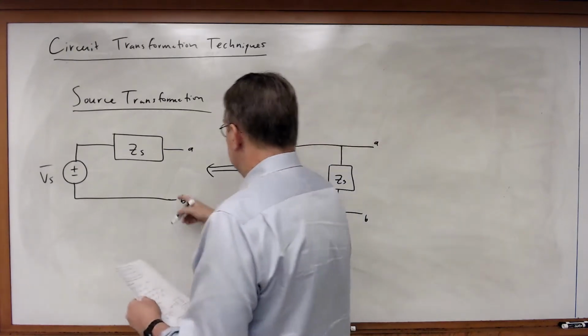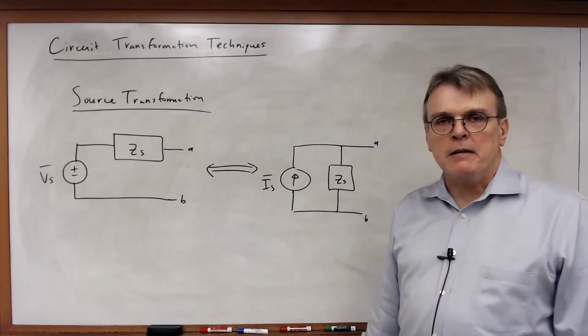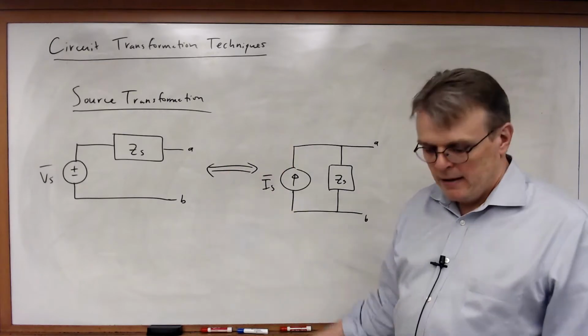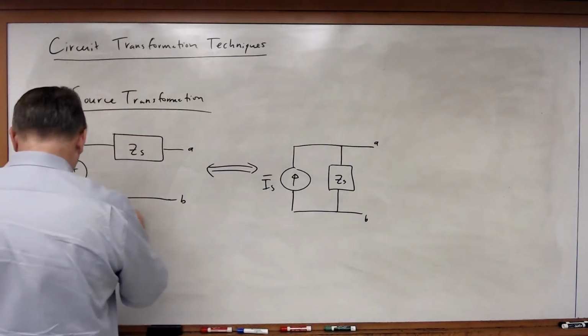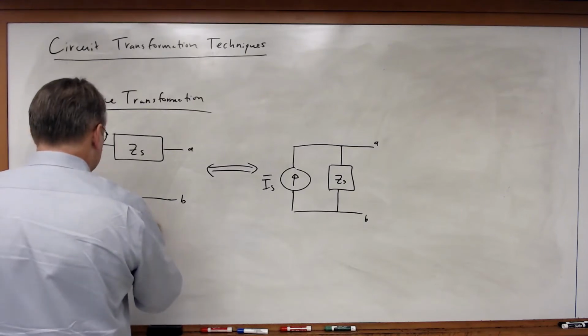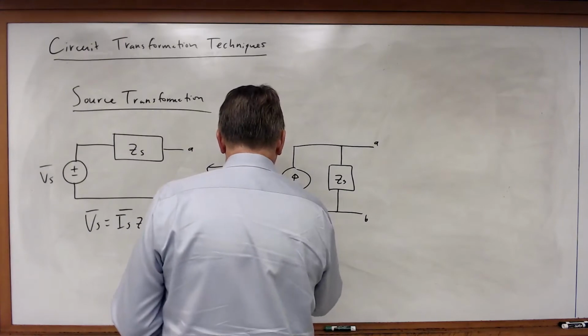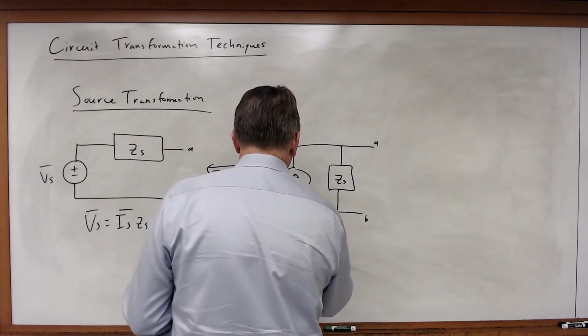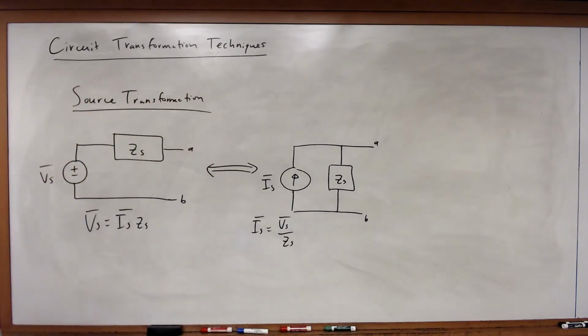And as far as anything is connected across terminals A and B, we'll get exactly the same behavior as far as any load. And of course, in this case, Vs is equal to Is times Zs, and Is is equal to Vs over Zs. So no surprise there. We've actually seen this kind of transformation before.